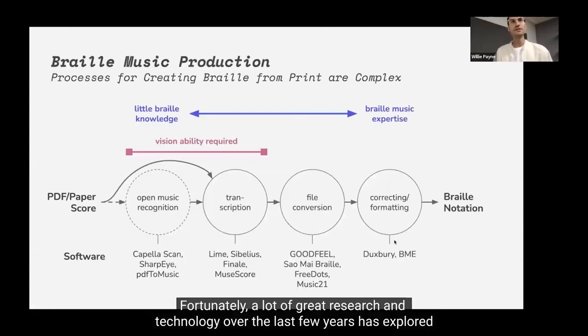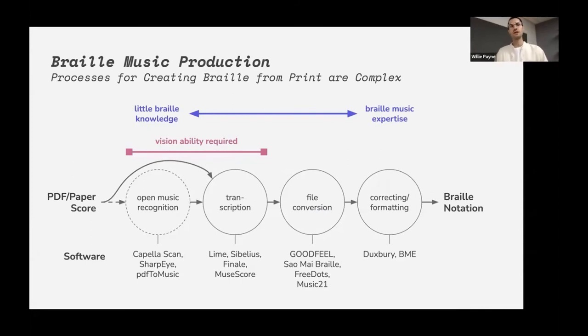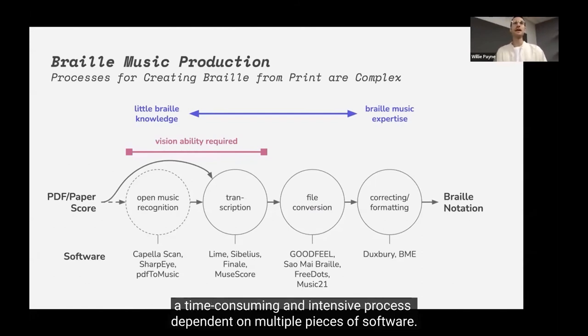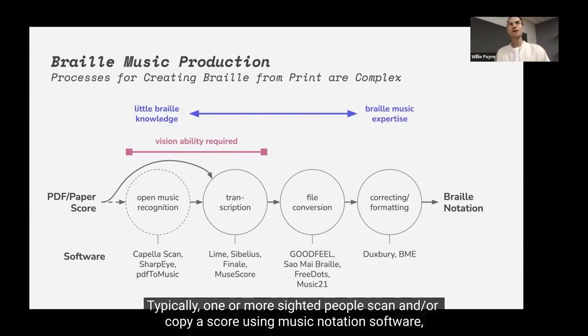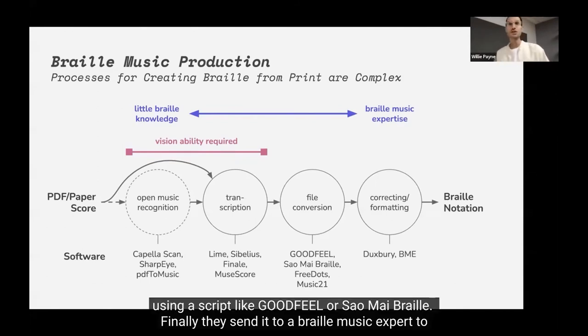Fortunately, a lot of great research and technology over the last few years has explored how to expand access to accessible music notations, especially through scanning and file conversion. However, converting a print score to Braille can still be a time-consuming and intensive process dependent on multiple pieces of software. Typically, one or more sighted people scan or copy a score using music notation software, export it to a standard encoding like MusicXML, and convert that to Braille using a conversion script like Goodfeel or SoundMyBraille.